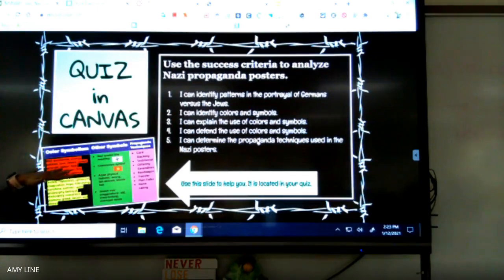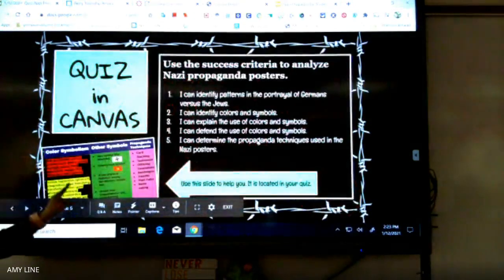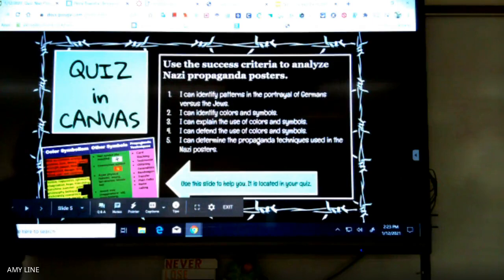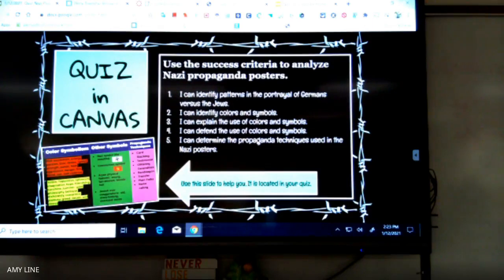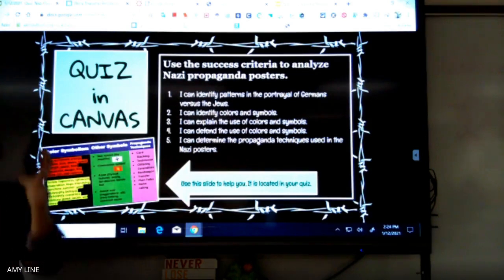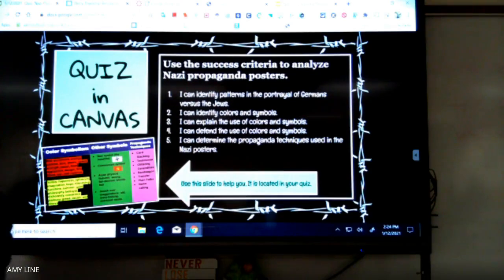Now, when we're talking colors, remember, it depends on who's being depicted. If there is a Jewish person as the image on that slide, then if you see yellow, you're going to be thinking what?